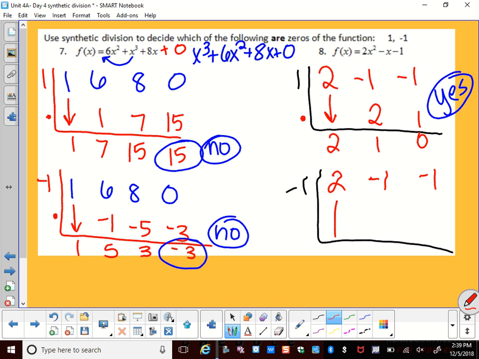On my last number here, I pull down my 2. 2 times negative 1 is negative 2. Negative 3. I multiply going diagonally, so negative 3 times negative 1 is positive 3, and I'm left with 2. So does this one work? No.